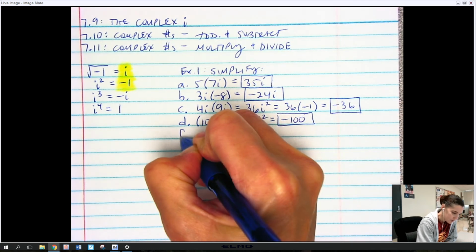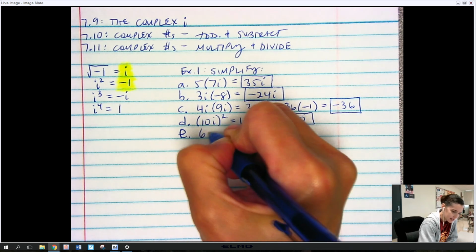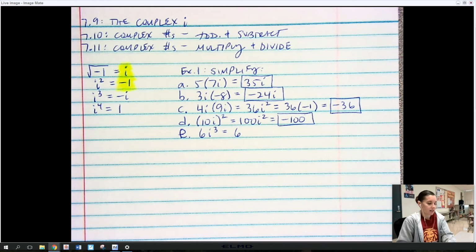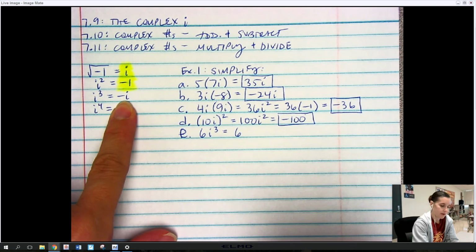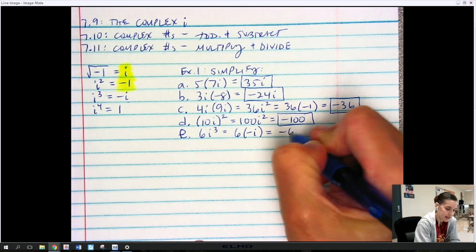And finally on this one, oops, don't know my alphabet. Let's try part E. So let's do 6i to the third. So 6 is 6. Now i to the third we can break down. So we can kind of look over here. i to the third is the same as a -i or the opposite of i. So if I multiply that, I'm going to get a -6i.